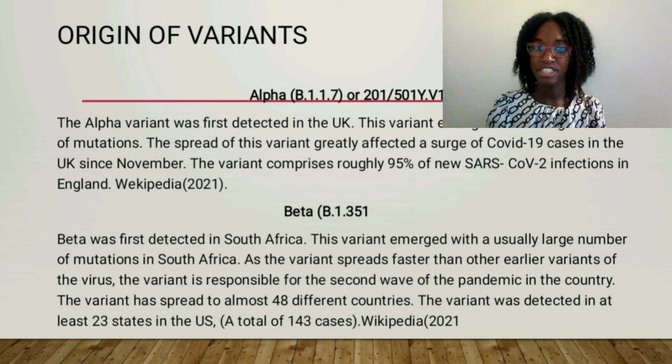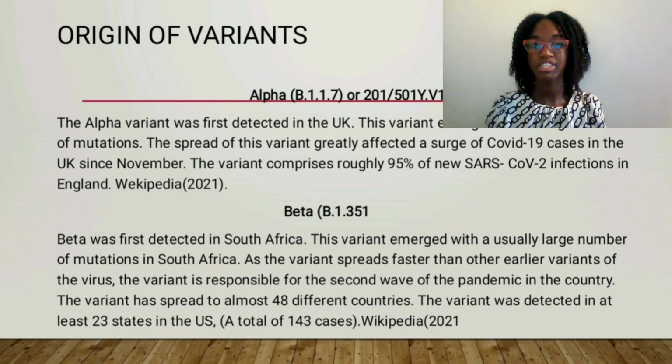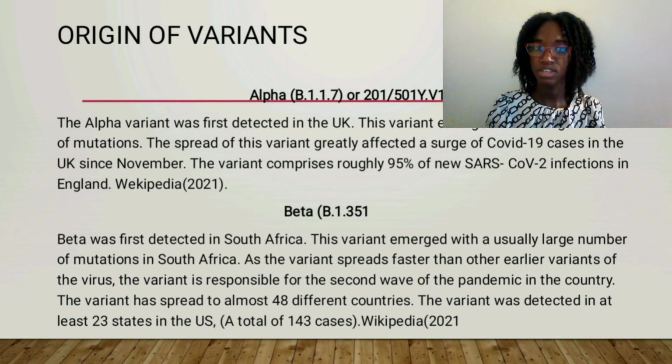The beta variant is another, and it is scientifically known as B1351, that was first detected in South Africa. The variant, just like the alpha variant, emerged with a large number of mutations in South Africa. As the variant spread faster than other earlier variants of the virus, the variant is responsible for the second wave of the pandemic in the country.